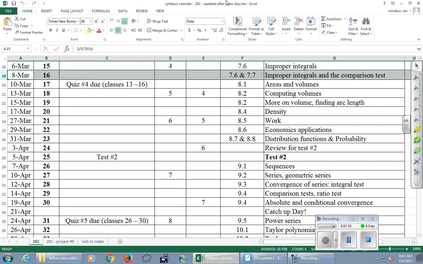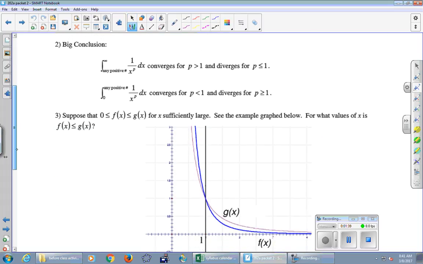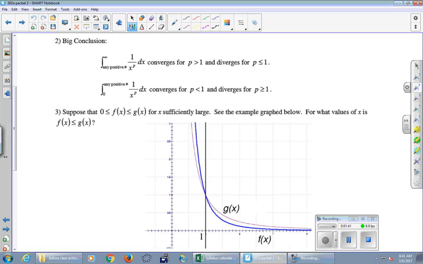Okay, so let's take a look again, starting on page 25 in the packet. Today we'll be able to determine whether an improper integral converges by comparing it to another integral whose convergence behavior we know. Today is also the first of several days where we'll learn to write proofs, our first mathematical proofs this semester.